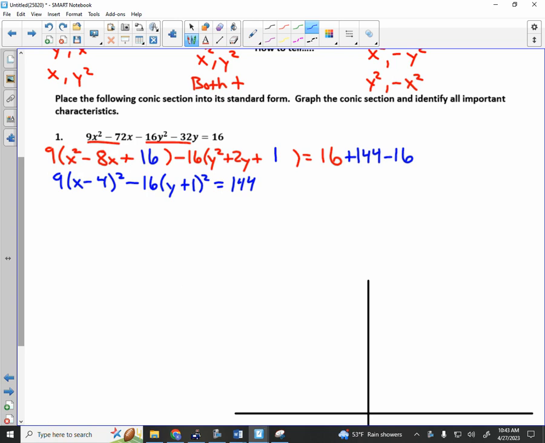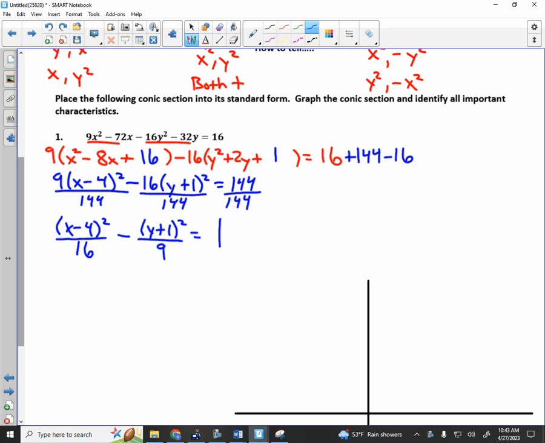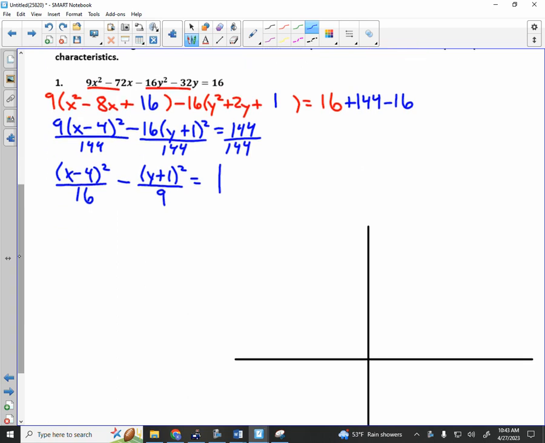Now to get in the right form, I just need to divide by 144. So you can see how we tried to set you up in previous stuff to be able to remember how to do this stuff. I think that this unit works out pretty nicely for people. 9 over 144 is 16. So x minus 4 quantity squared over 16 minus y plus 1 quantity squared over 9 is equal to 1. Got my equation. Sweet. So out of the 8 points, that would be 3 points.